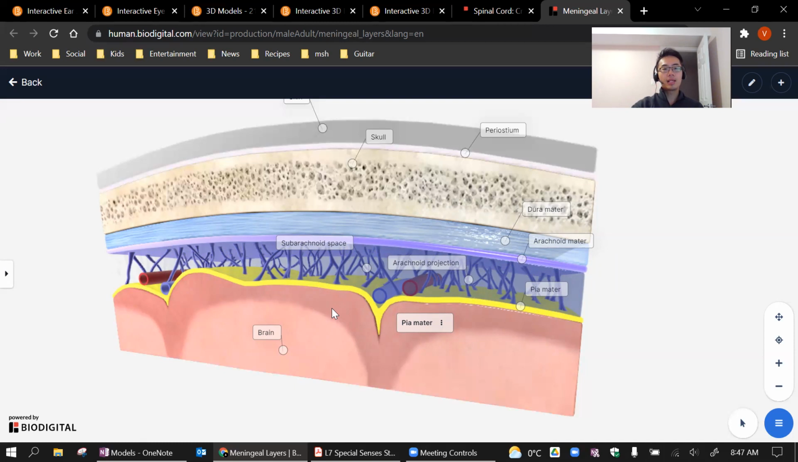Okay, and here is the brain. You have the gray matter on the outside, and you have the white matter on the inside. The gray matter on the outside is called the cerebral cortex. Okay, that's where your interneurons are going to be found.